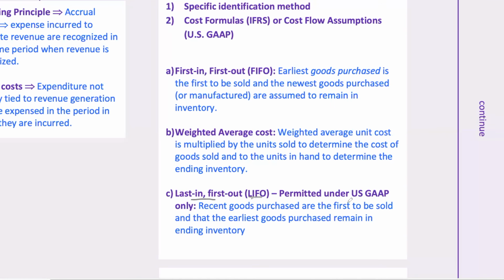LIFO, last in, first out. LIFO assumes that the most recent purchases are sold first. This method, permitted under US GAAP but not IFRS, results in lower net income during periods of rising prices due to higher cost of goods sold, but it also lowers tax liabilities.